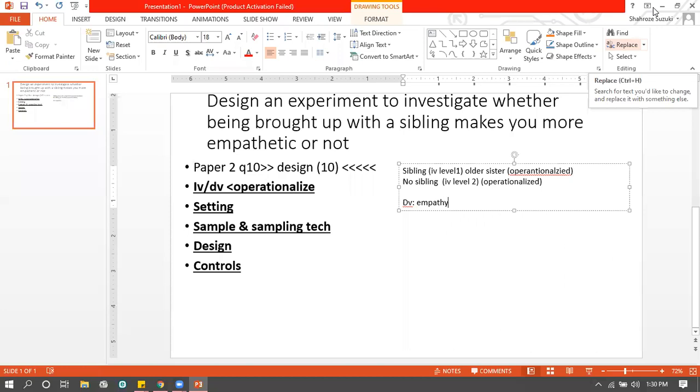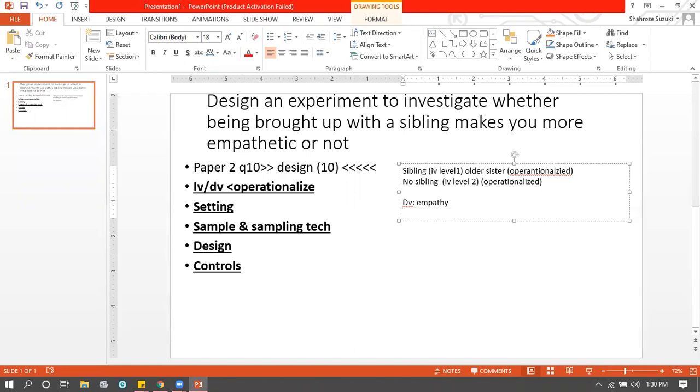If by this question, having a sibling makes you an empath? No, no, no, that's not what I meant. What I mean is, what do you mean by empathy, right? Because empathy to you has a different meaning. Empathy to me has different meanings. Empathy to some third person has a different meaning. So what do you mean by empathy?